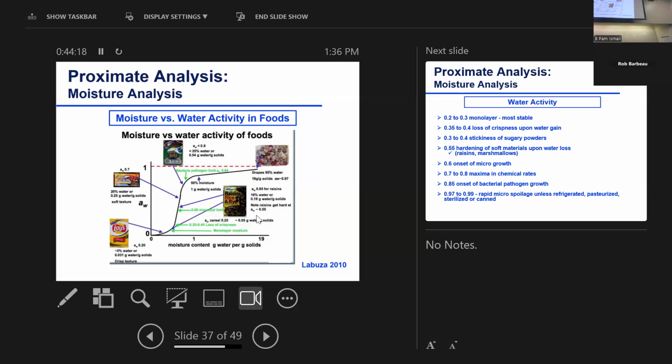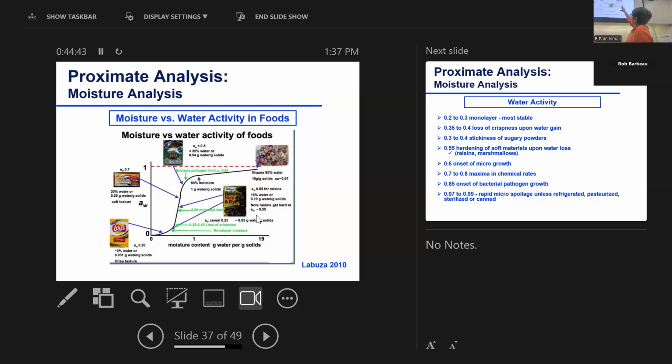So we used to have a lab where we actually calculate monolayer, plot isotherms. This is an isotherm. You plot an isotherm and determine the monolayer of the food samples, to determine at which water activity they have the highest shelf life. So here you have different products.